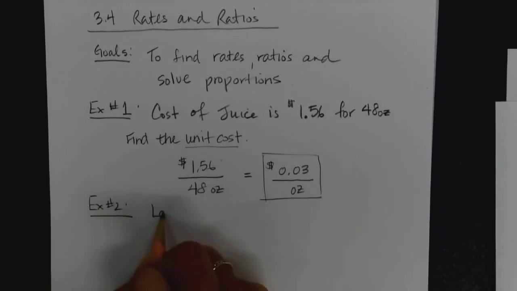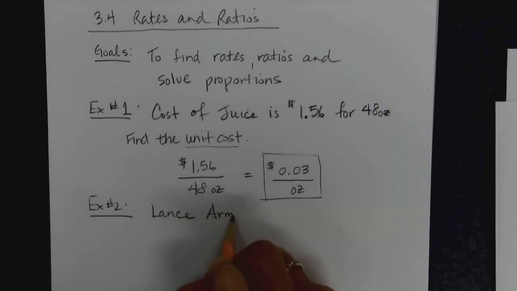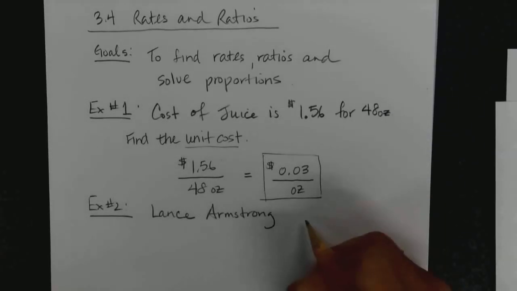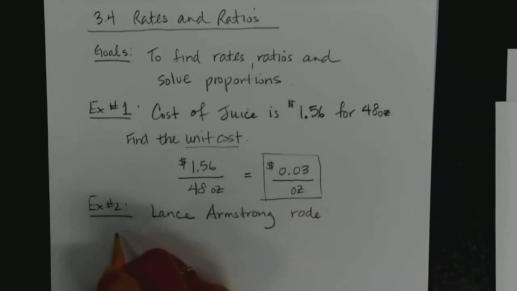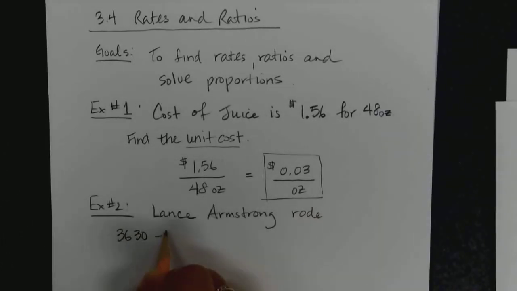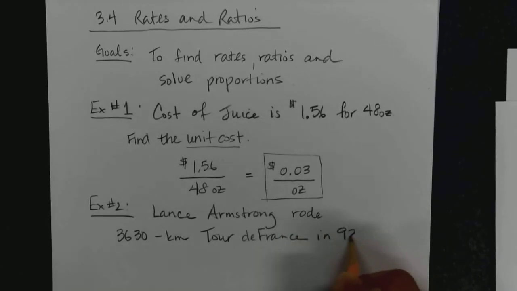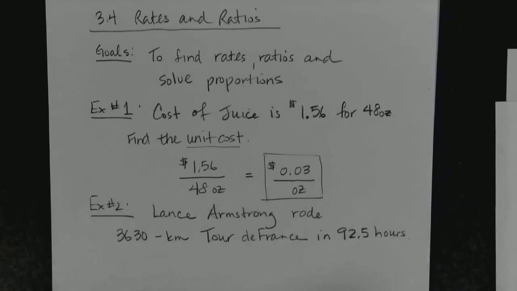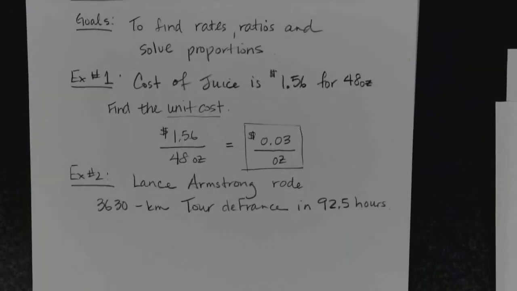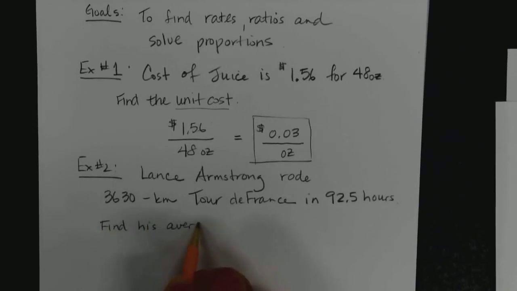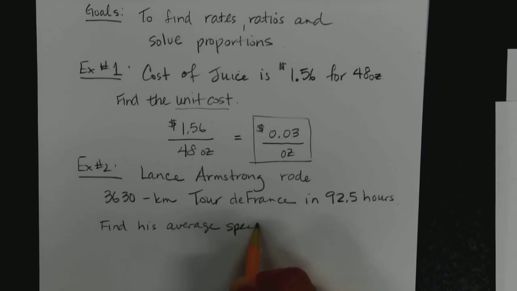Example number 2. Does everybody know who Lance Armstrong is? Who is it, Calvin? He's the biker guy. Yeah, he's the biker guy, okay? So Lance Armstrong rode the 3630 kilometer Tour de France. He rode it in 92.5 hours. I want you to find his average speed.